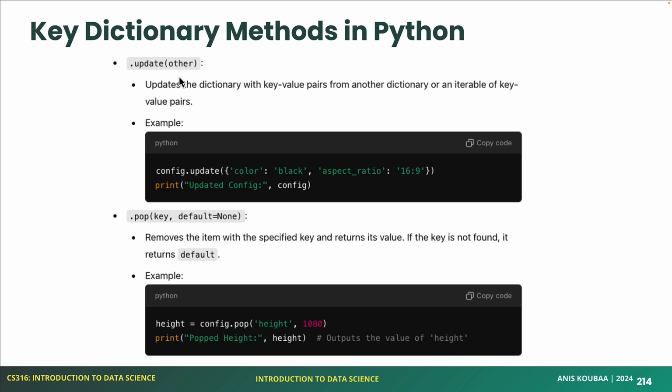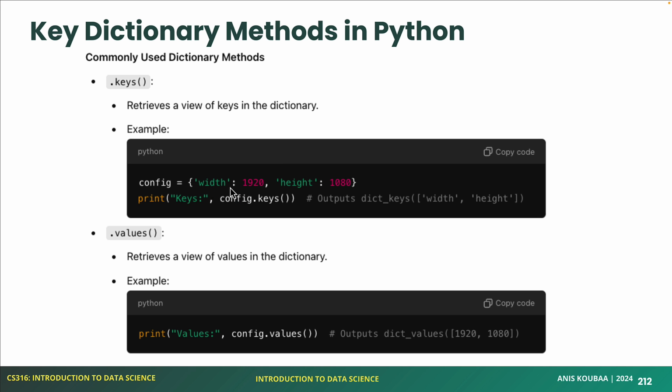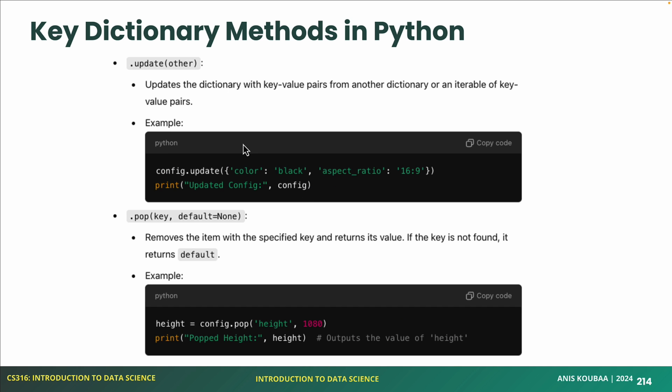So .update updates the dictionary with key-value pairs from another dictionary. For example, if I want to update the config that we have defined here, which has only width and height, using .update I can add additional settings, not one by one, but as a dictionary of key-value pairs.